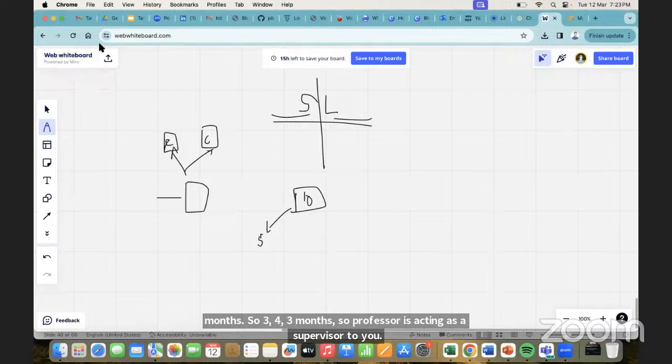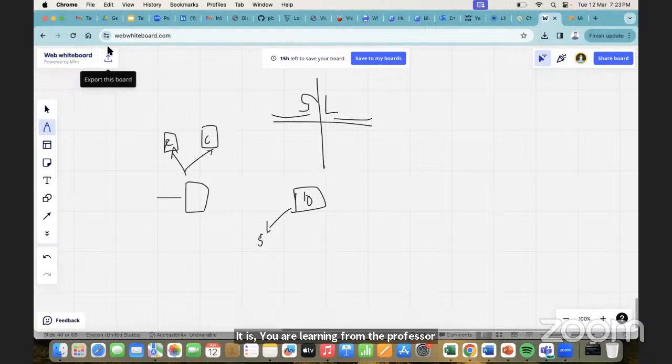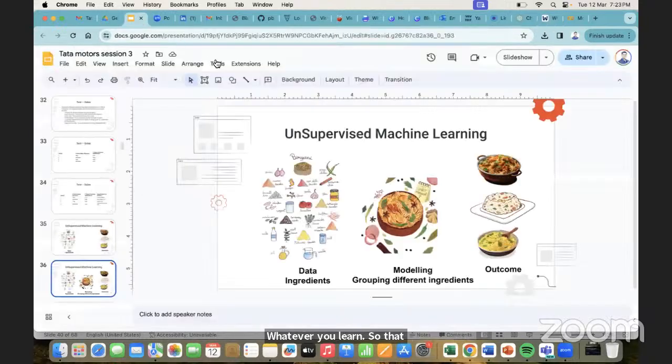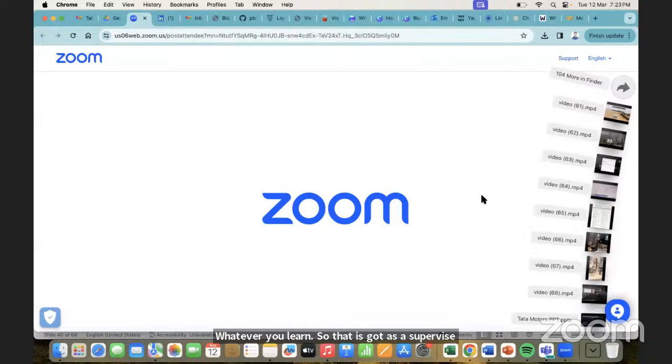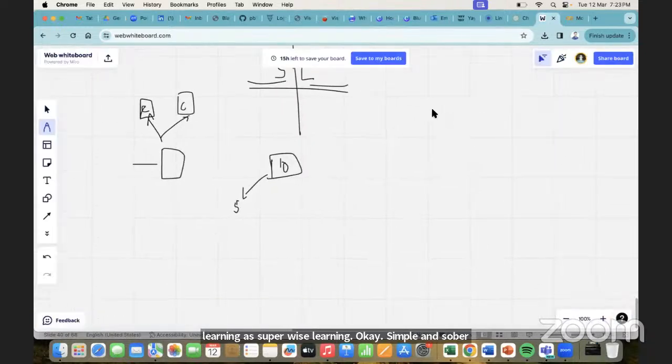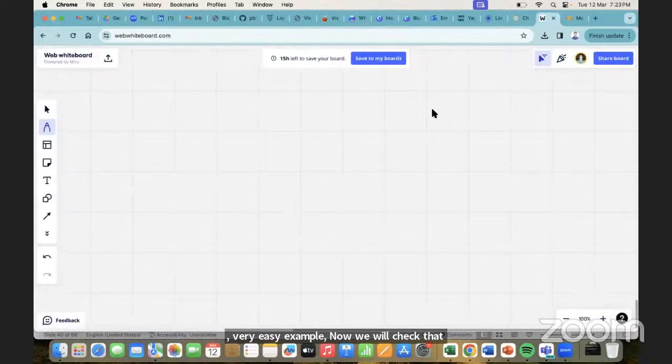You are learning from the professor's word. And once you have learned for 3 months from the professor, you are ready for the university exam for prediction, based on whatever you learned. That is called supervised learning, guys. A very simple and easy example of supervised learning. Now we will check what supervised learning means in the real-time world. Concentrate carefully.